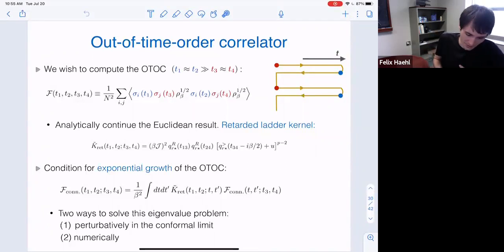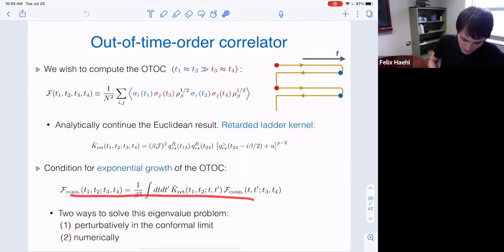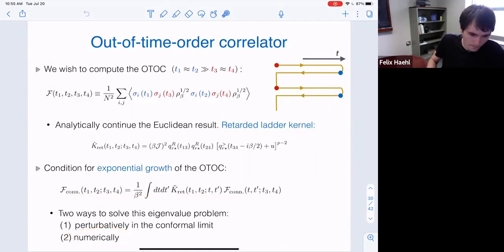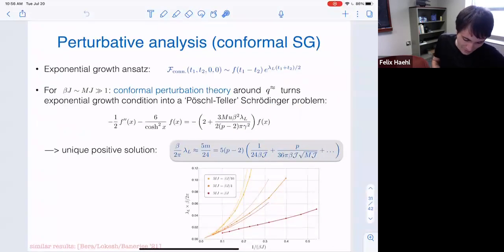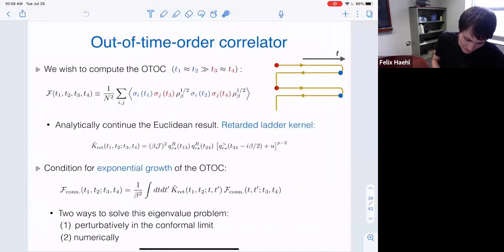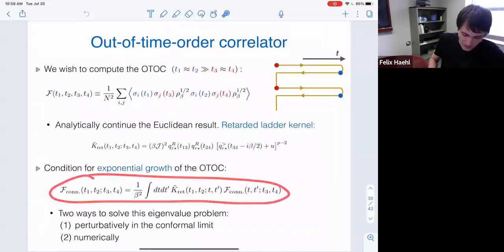We have two ways of solving that problem. We can either do it perturbatively in the conformal limit using the approximate solution I described before, so in the strong coupling regime of the spin glass, or we can just take this equation and solve it numerically. Let me very briefly describe these two approaches. If you want to solve it analytically, I'm short on time, so let me just say, you want to solve this eigenvalue equation.